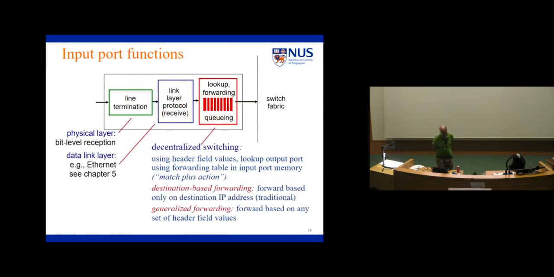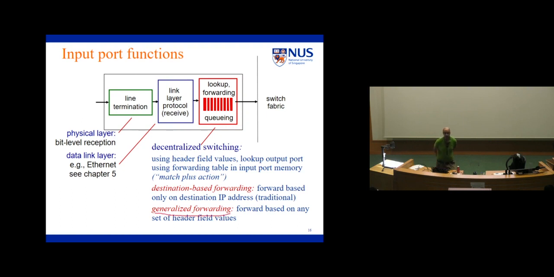And when I do this forwarding, when I make the decision as to which output port you need to go to, holistically speaking, there are 2 options. We can do destination-based forwarding, and that is what is done in most cases. We just look at the destination address you want to go to, and then I forward you.